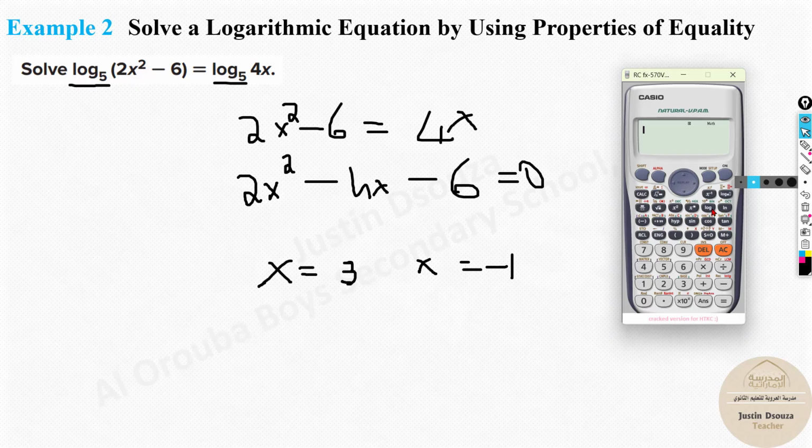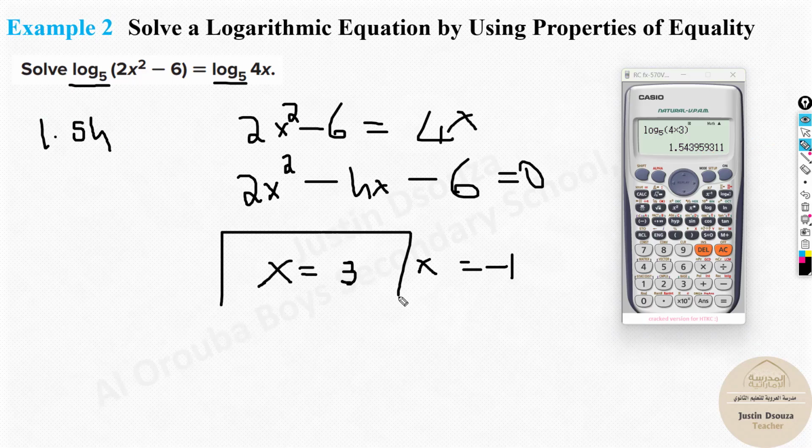You'll come back to the computation mode. Here you need to press log base 5 and solve this. 2, instead of x, put the first value, 3 squared minus 6. And what is the answer? It is 1.54. Now do it at the right side as well. Log 5, and over here you need to multiply 4 into 3. Is it the same? Yes, it is the same. So yes, I can 100% tell this is the answer.